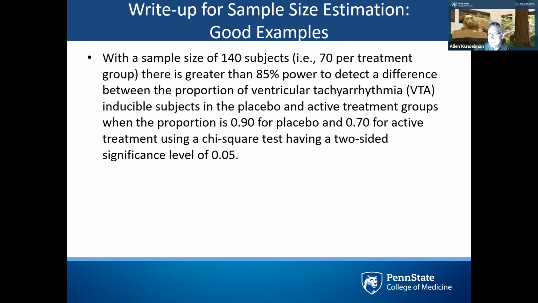The next example, again, they say we need a total of 140 subjects, 70 per group. It tells us what the power of the study is. It shows they want to detect the difference in the proportion of VTE. So this is the primary outcome, VTE. It tells us what the two groups are, placebo and active treatment, and what the proportions are in those two groups, 0.90 in the placebo group and 0.70 in the active group. They're telling us they're going to use a chi-square test that's two-sided and has an alpha level. So it's giving us all the information we would need to say, yep, I know exactly what the study plans to do.